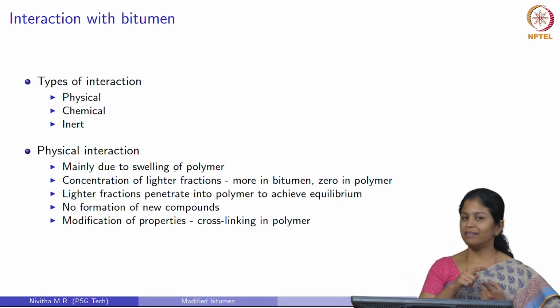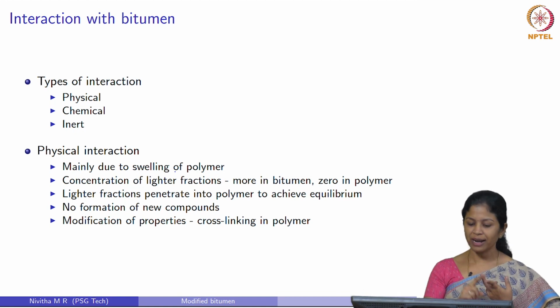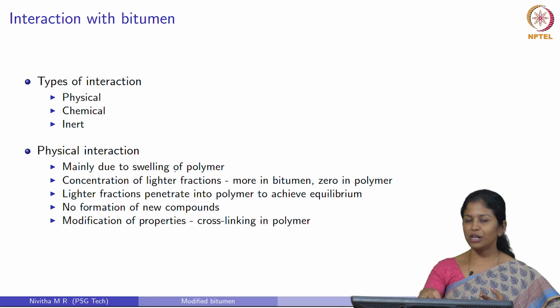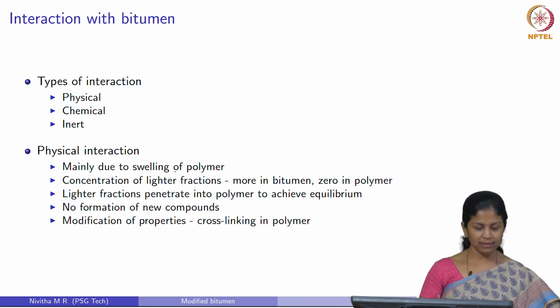Like I said, there is no formation of new compounds here, and the modification of property is due to cross-linking in the polymer. I will show you an image of how cross-linking happens when we look into SBS and crumb rubber modified bitumen. So, this is the physical interaction that happens in some classes.